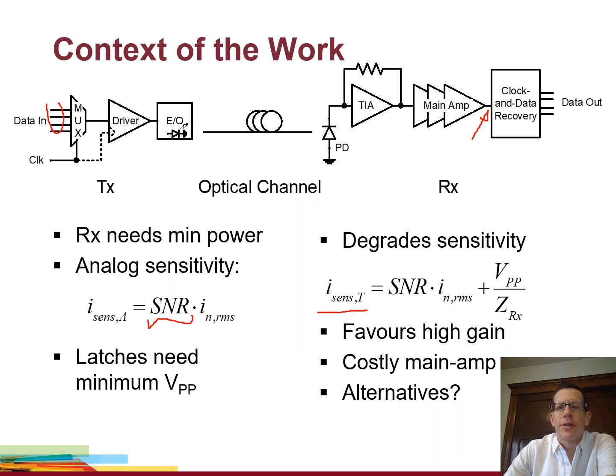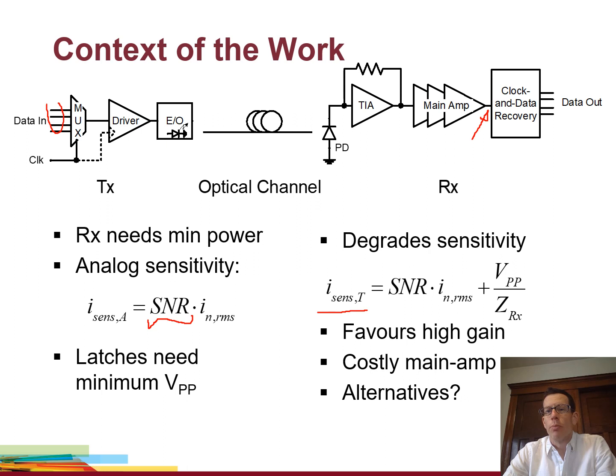And to the analog sensitivity, we have to add the effect of this voltage requirement. The effect of this voltage requirement is to take the required voltage swing at the latch and divide it by the front end gain. So clearly, to make the receiver limited by its analog noise, we need to make the gain high.